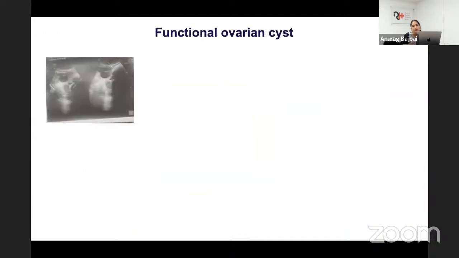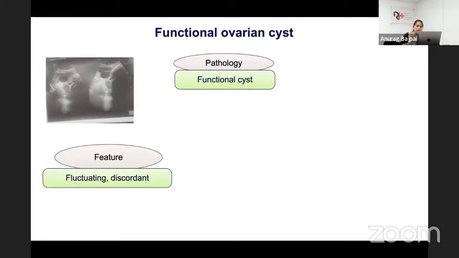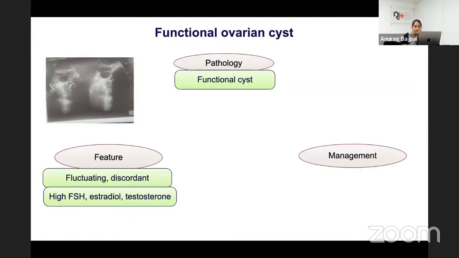Now coming to peripheral precocious puberty, one of the common causes is the functional ovarian cyst. The patient presents with a very fluctuating course. The onset of thelarche is not concordant with the vaginal bleeding. The investigation will show high FSH that leads to the formation of ovarian cysts. The estradiol and testosterone levels will also be high in these cases, and the patient will say that the size of the breast is reduced after the vaginal bleeding.